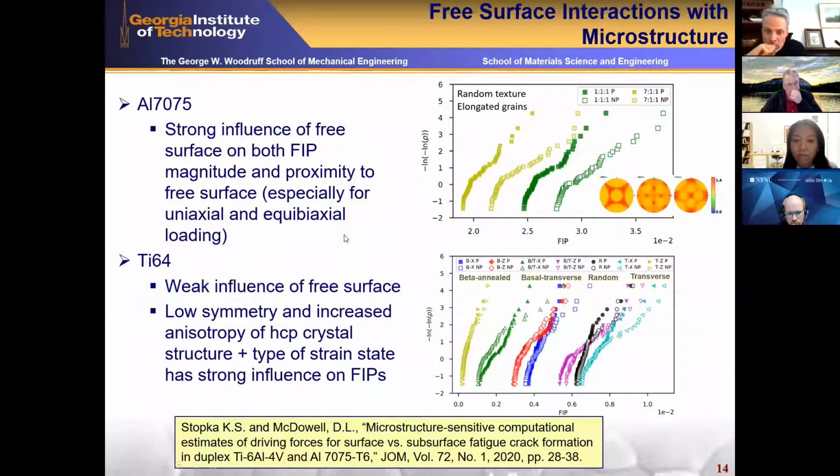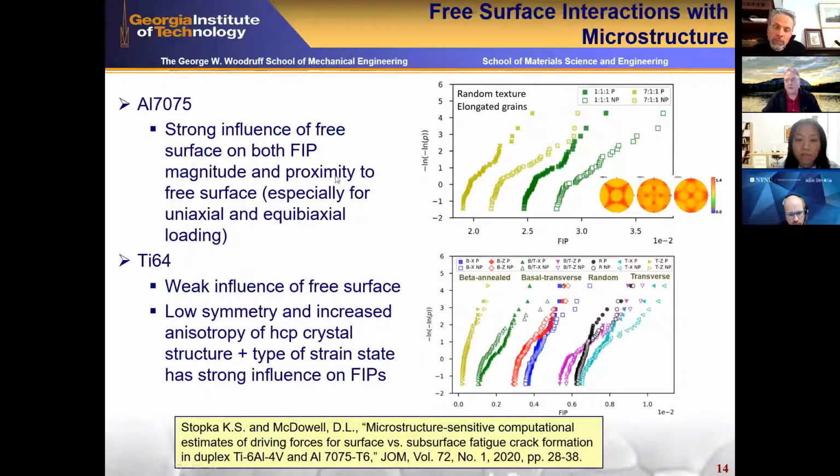But it turns out that something as simple as the symmetry of slip. For example, we said before, aluminum has FCC crystal structure, high symmetry slip. Titanium has HCP dominance, low symmetry slip. The manifestation of this is that there's much stronger surface effects on enhancing fatigue crack formation in the high symmetry aluminum than there is in the titanium.